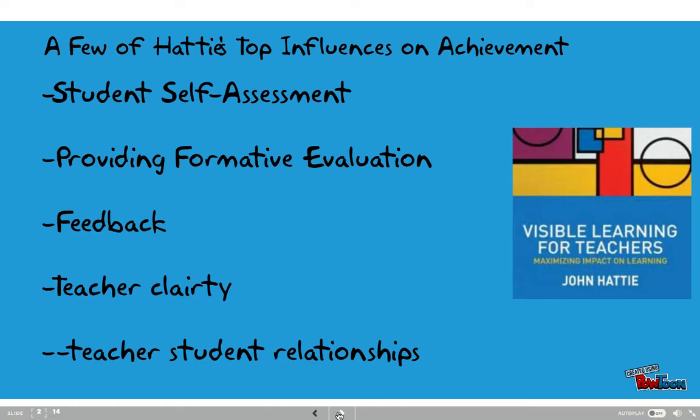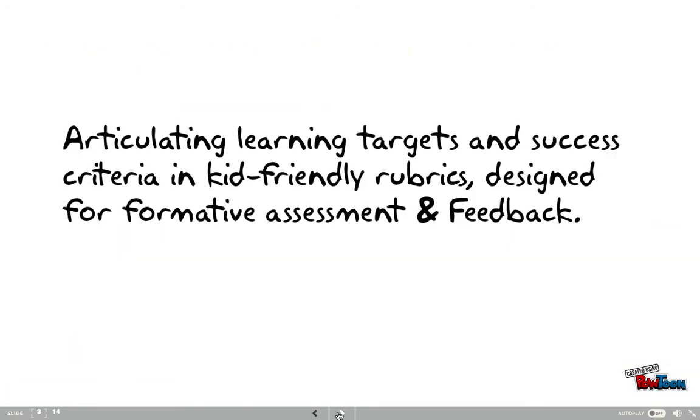Today's going to be about feedback and teacher clarity, again through that lens of grading for a growth mindset. So we've talked a little bit about articulating learning targets and success criteria in kid-friendly rubrics. Today's going to be about specifically looking at how to design rubrics for formative assessment and feedback.